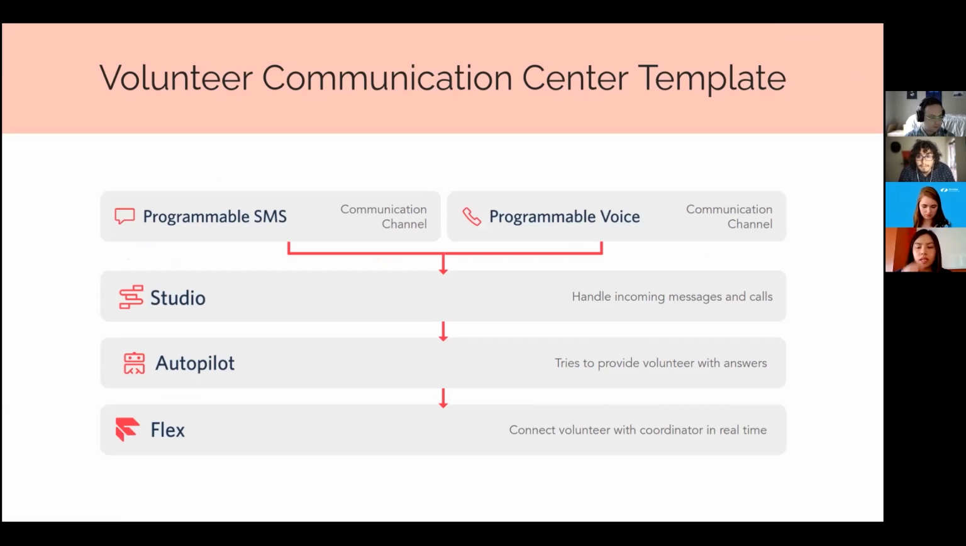When the assistant is not able to answer a question from a volunteer, it passes the conversation off to Twilio Flex, which is a contact center where they are connected to an available coordinator while maintaining the previous conversation.